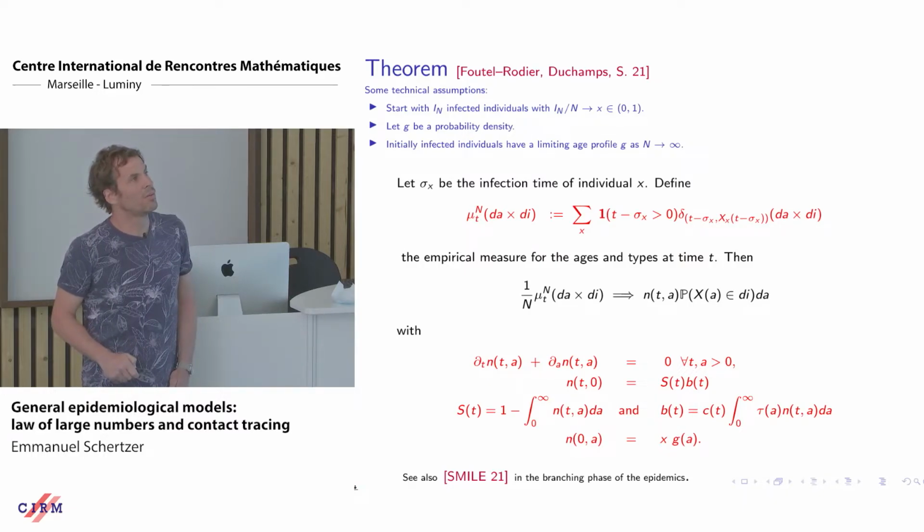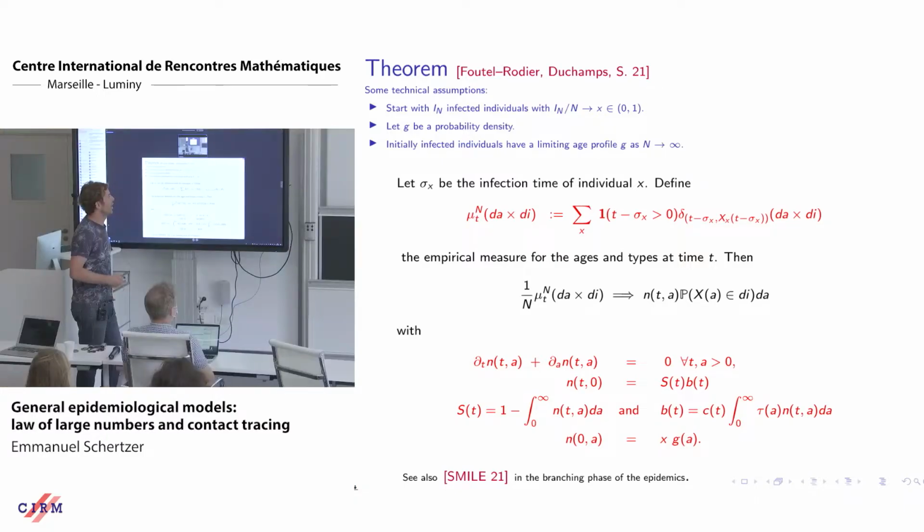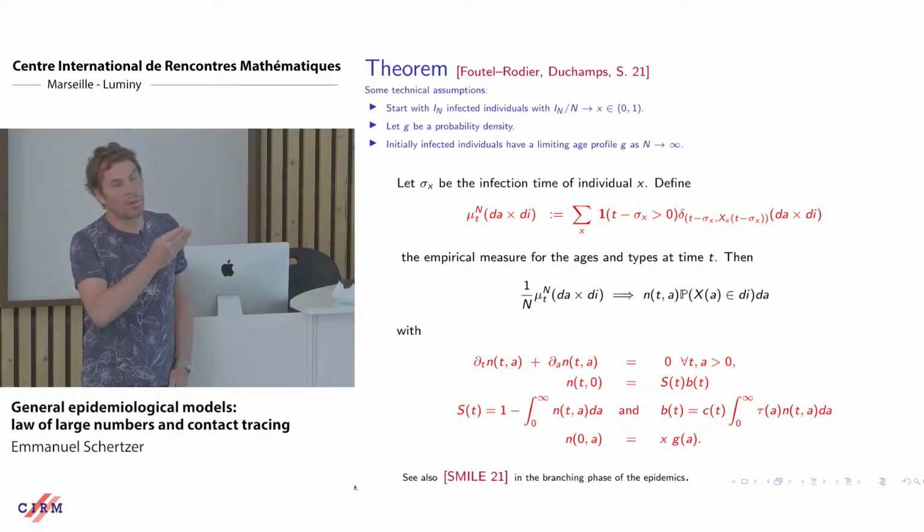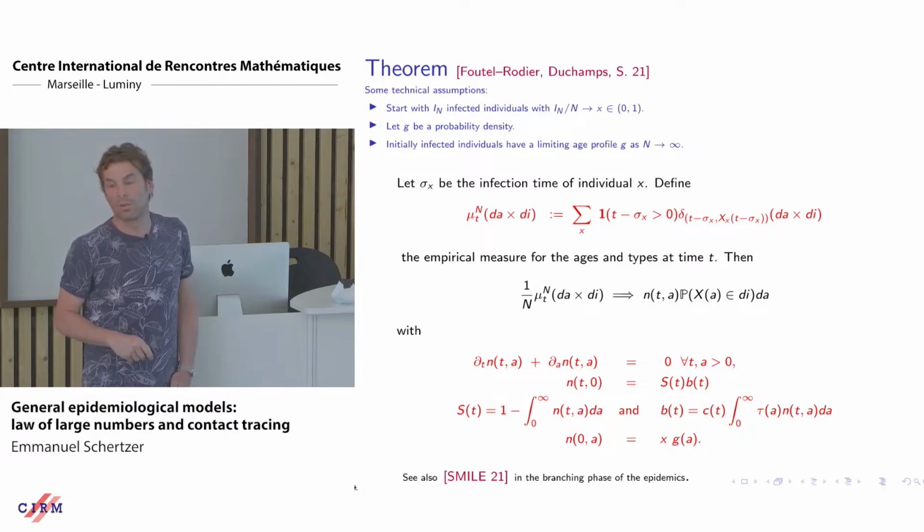If you take this empirical measure, it is a random quantity, but you have a law of large numbers: it converges to a product measure, first the age structure n_t(a) that solves this differential equation, multiplied by the one-dimensional marginal for the life cycle process. If you look at this theorem, informally it can be summarized in what I told you in the previous slides.